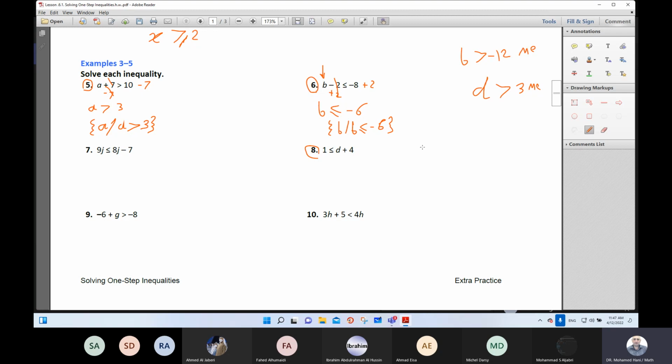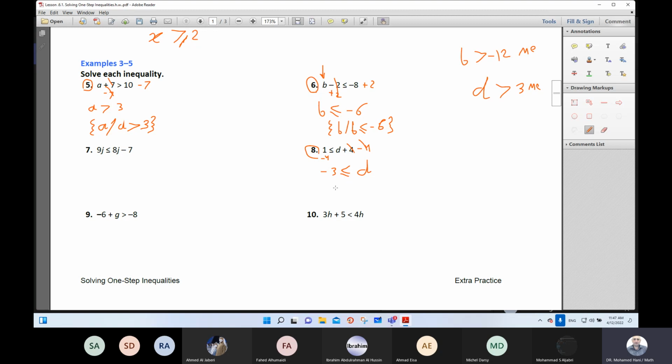Right, listen to me. This is the variable. We want to remove the number from this side to keep the variable alone. How to remove 4? Add the inverse. Minus 4 on this side and minus 4 on this side. So 4 and minus 4 make 0, remains here D. And use the same sign, don't change the sign. Greater than or equal, 1 minus 4 will be minus 3.